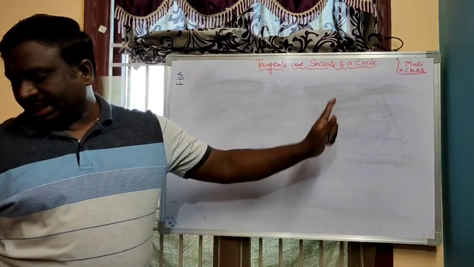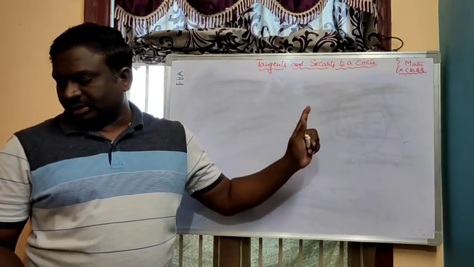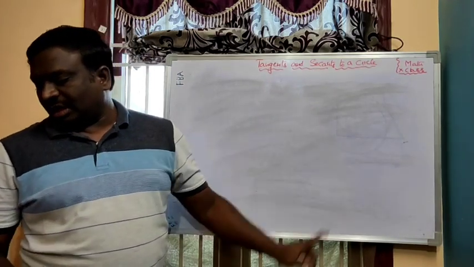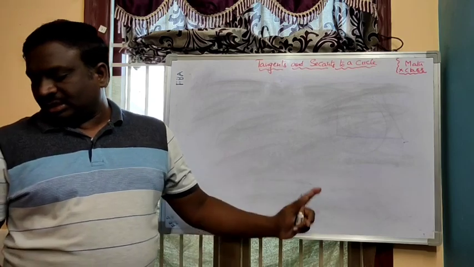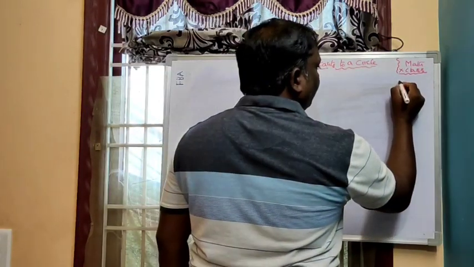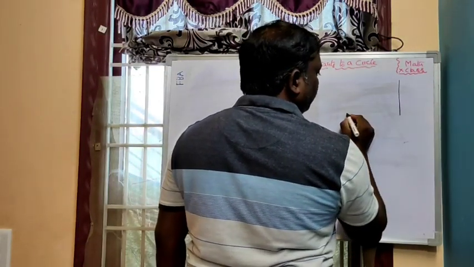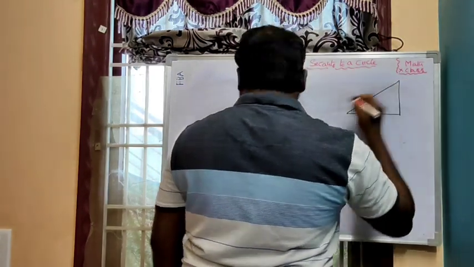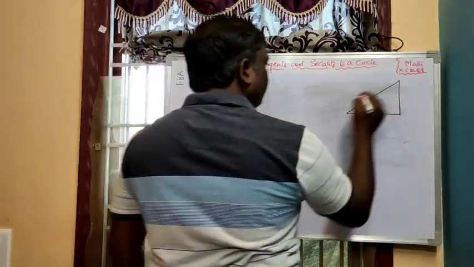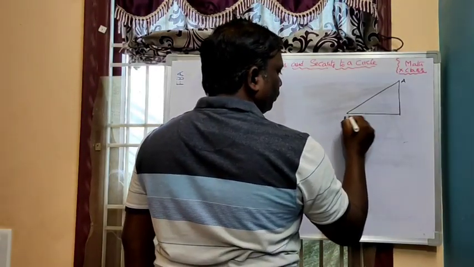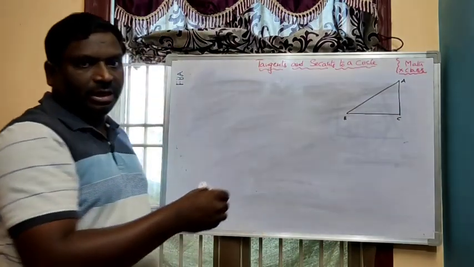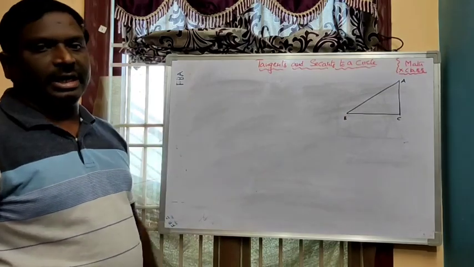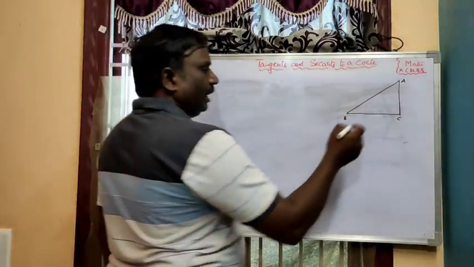So a triangle ABC is drawn circumscribing a circle of radius 3 centimeters. Already they gave the diagram here. I am drawing the diagram only. So that is ABC. This is not given as a right angle triangle. They did not give any right angle triangle here. We have to prove it is a right angle triangle.